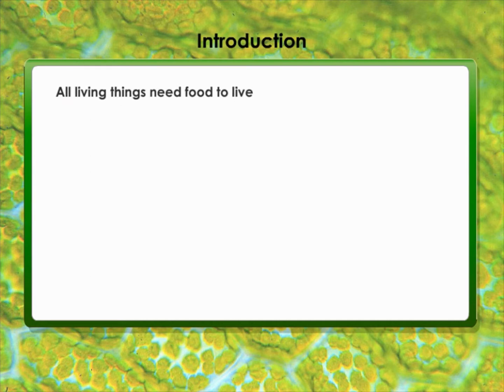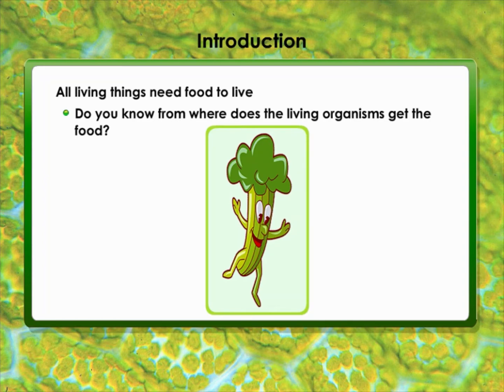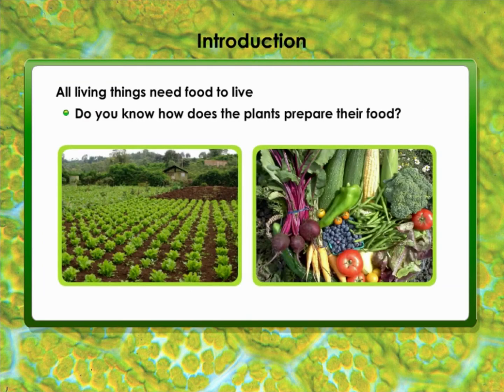Introduction. All the living things need food to live. Plants can make their food themselves, but animals, including humans, cannot. Do you know from where the living organisms get their food? Do you know how the plants prepare their food?